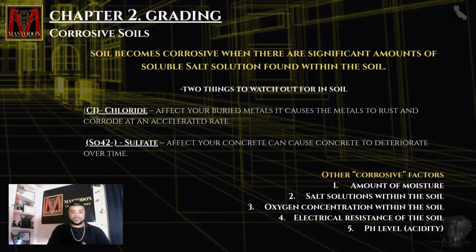All right, your next one is sulfate. That's SO4 2 negative. So that's sulfate. This affects your concrete. It causes it to deteriorate fast. And when your foundation starts to deteriorate, it affects your house. Your house starts to crumble. It can't hold up the weight of your roof. We'll get to that later also.